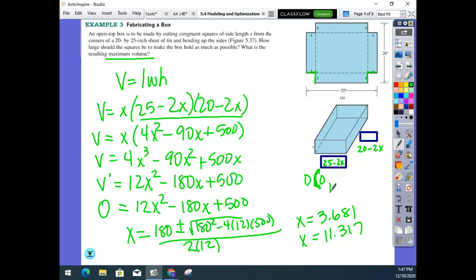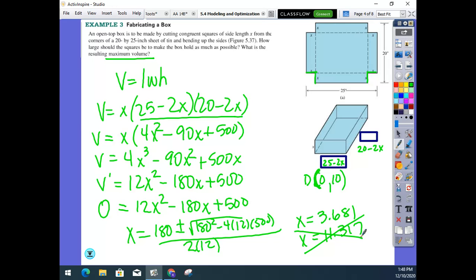Now, what value would make this 0 is 12.5. What would make this 0 would be 10. So all of our answers have to be between 0 and 10. Otherwise, one of these lengths would be negative. X has got to be between 0 and 10, which means this one is not an option.